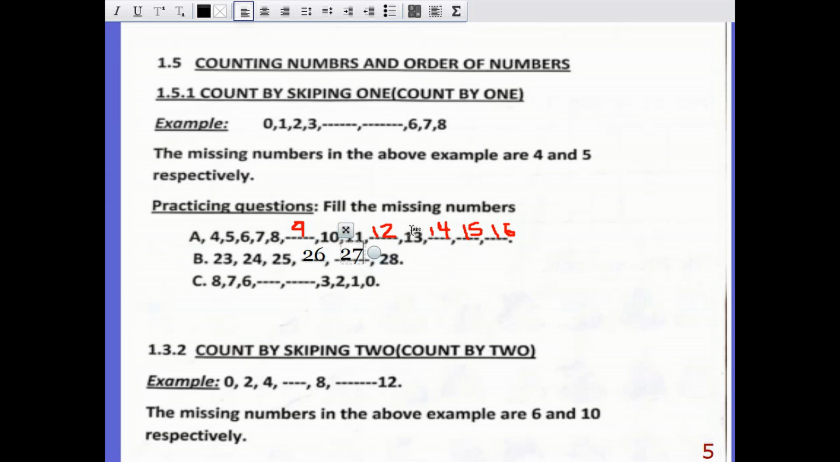Simply you can answer. And next one, 8, 7, 6. What's next? 3, 2, 1, 0 are given. So as you can see, the numbers are in descending order or decreasing order. So you can answer. Next one, 6, 5. It's decreasing by 1. The numbers are decreasing by 1. So the next digit will be 5.